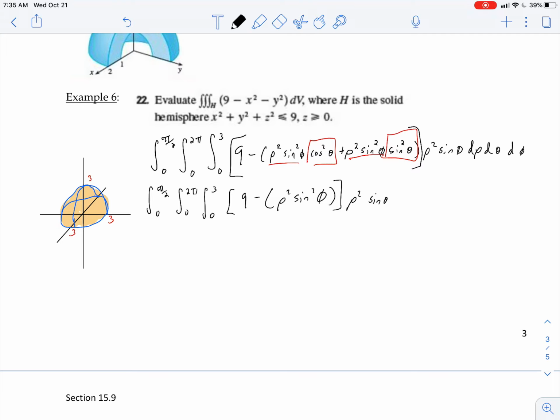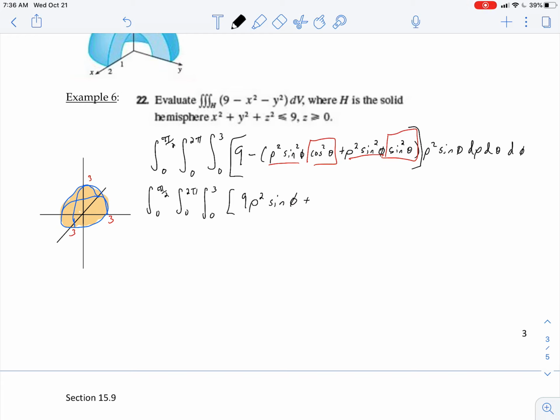But I'm also going to say, well, why don't I just go ahead and multiply rho squared sine phi. So that's what I'm going to go ahead and do. I'm going to distribute rho squared sine phi. Yeah, that should be sine phi into my function.